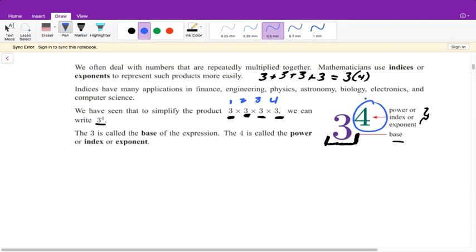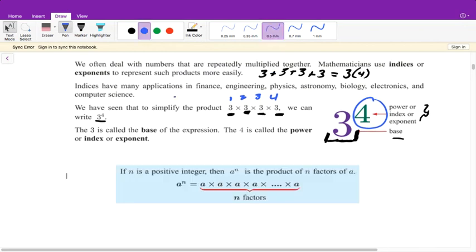It's very important for you to know this terminology, especially when we go to rewrite from index form to radical form. It's crucial for you. So make sure you know that the base is what we're multiplying together, and our power, our index, or exponent is how many we're multiplying together.